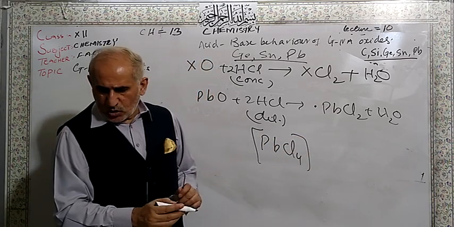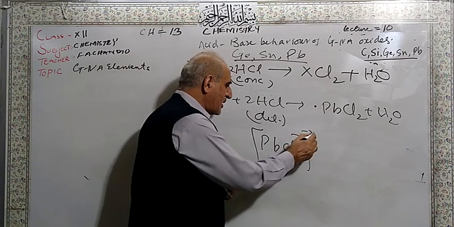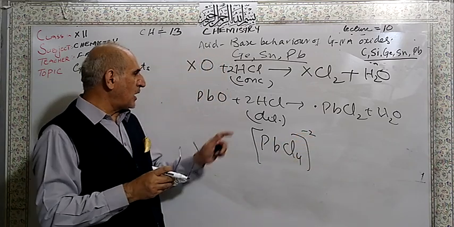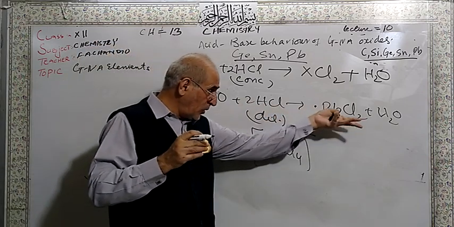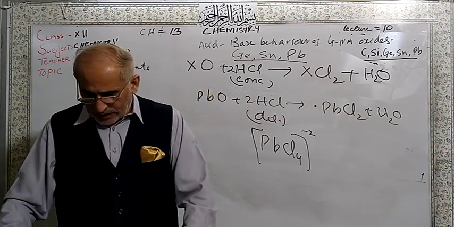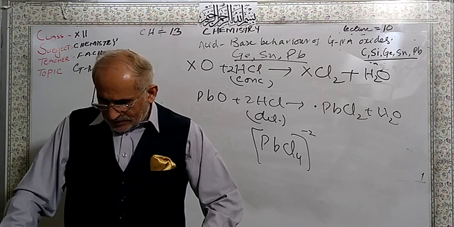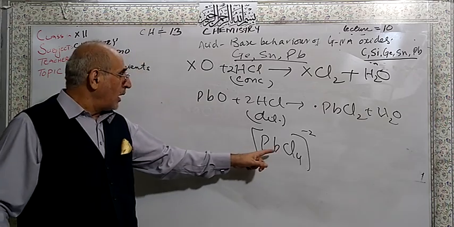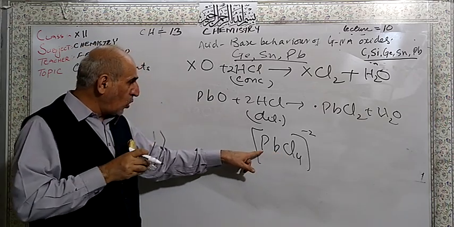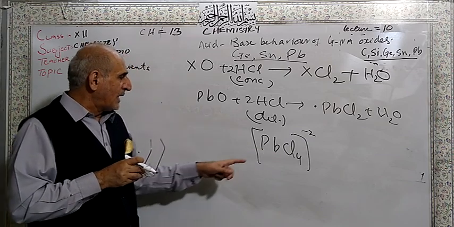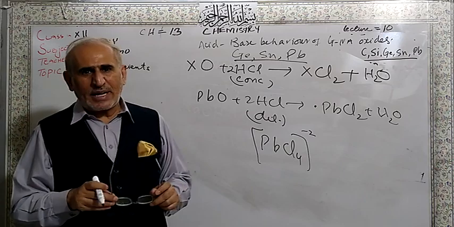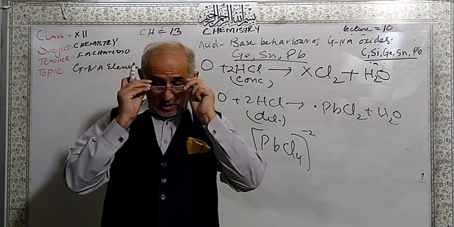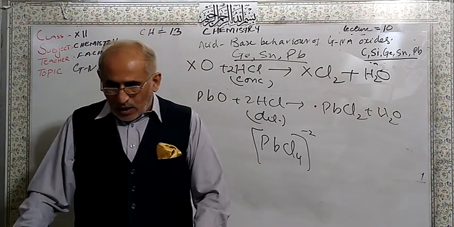A lead tetrachloride complex is going to be formed if we use concentrated hydrochloric acid. This insolubility is going to be removed and you will get lead tetrachloride. We call it tetrachloroplumbate(II). Tetrachloroplumbate is the name of the complex according to the IUPAC system. So you will do this in chapter number 14.